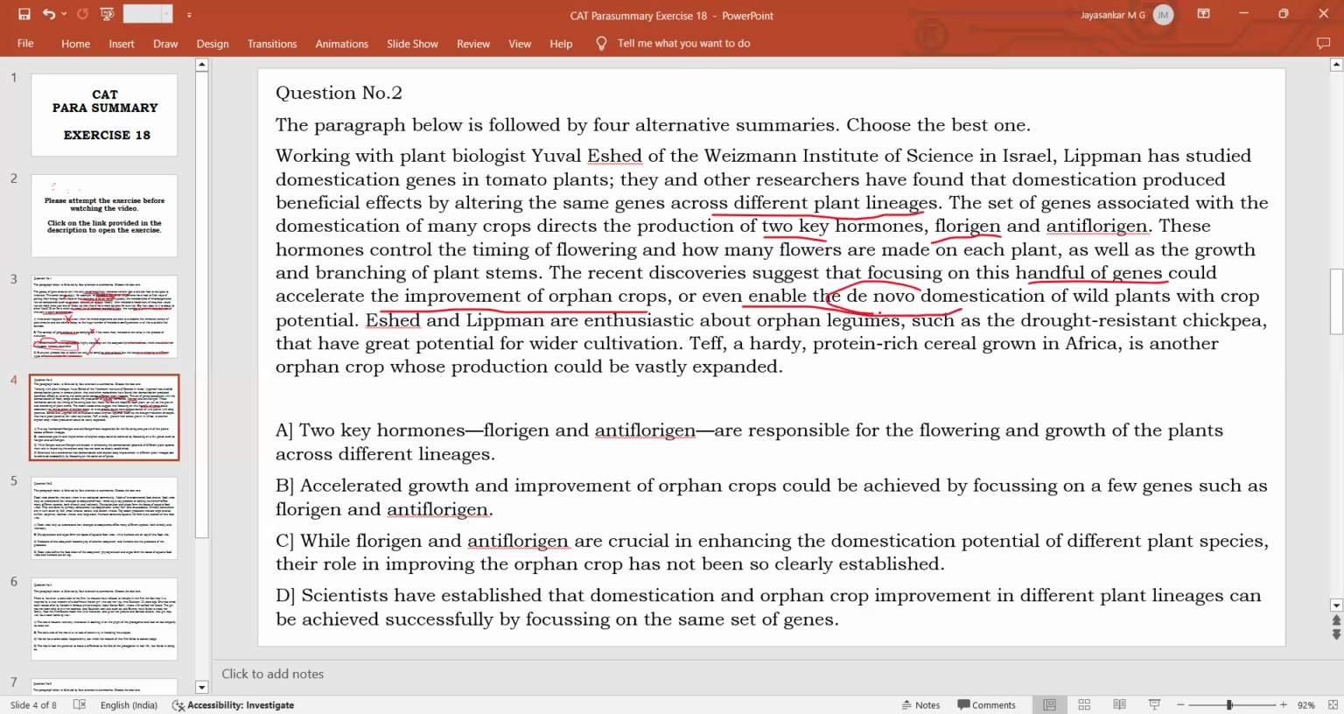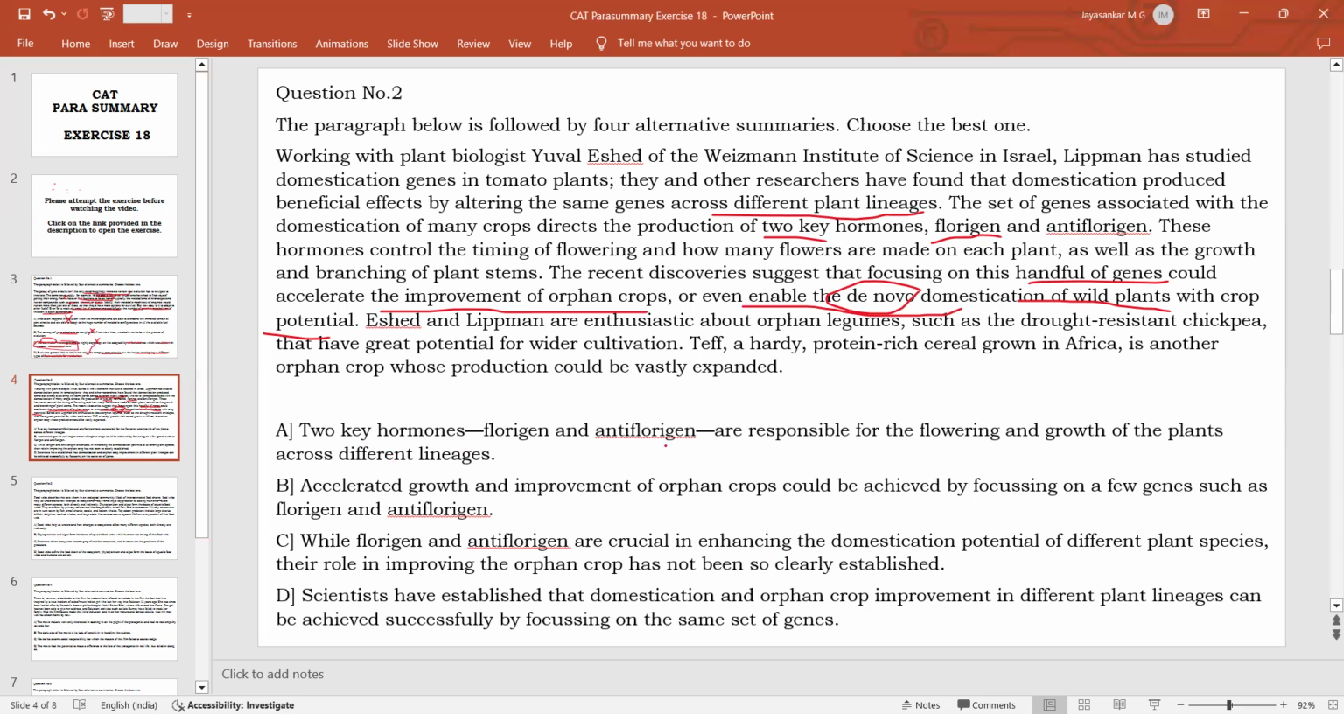What is de novo domestication? The new domestication or the fresh domestication of wild plants with crop potential. So, in both the domestication as well as in improvement of orphan crops, you only have to focus on these two sets of genes which are producing these two hormones, that is florigen and anti-florigen. So, this is the basic understanding in the passage. Now, go to the options.